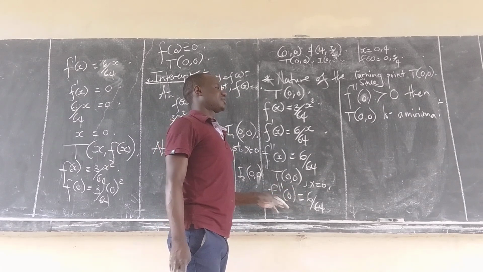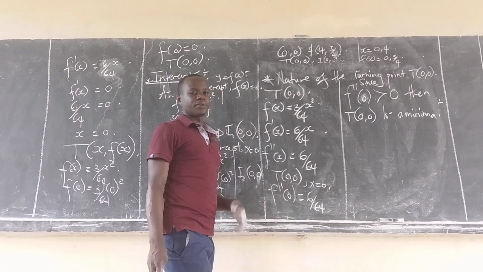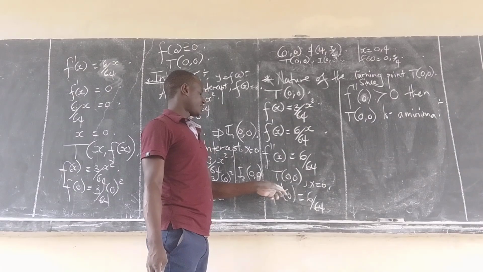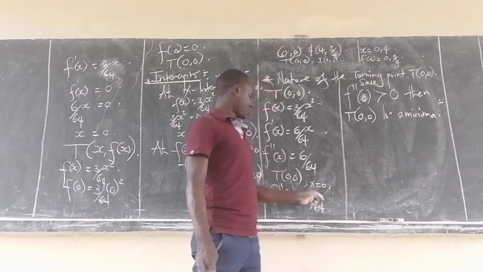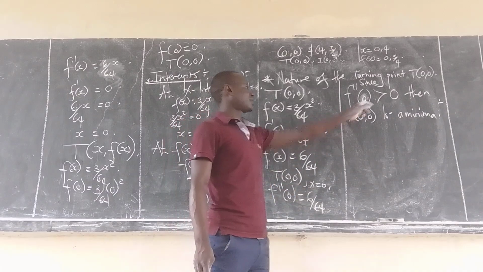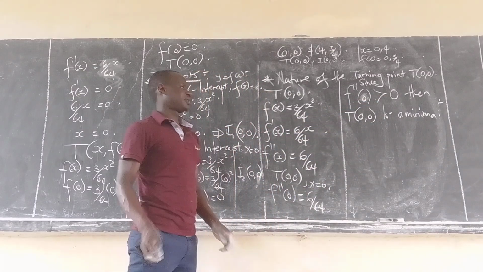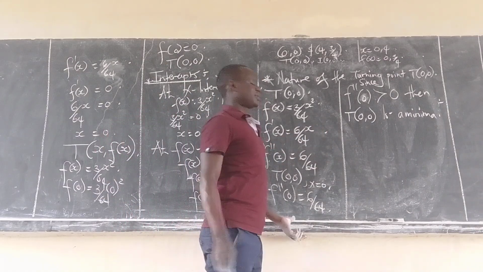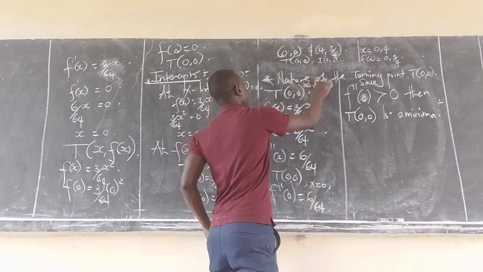If it is less than 0, it is a maximum. And if it is 0, it is a point of inflection, which is rarely applied. So since our f double prime of x is greater than 0, it is a 6/6, therefore it is greater than 0, then the turning point 0, 0 is a minimum. After getting the nature of the turning point, this is method 1.